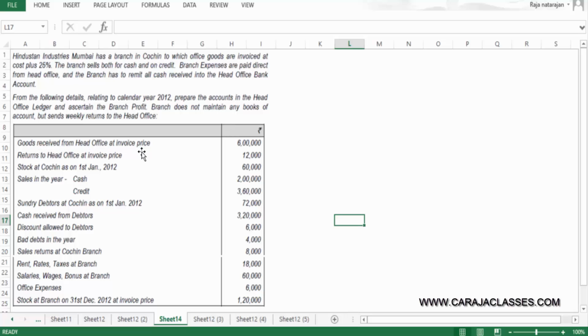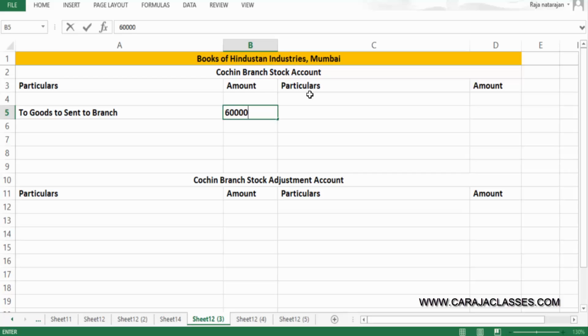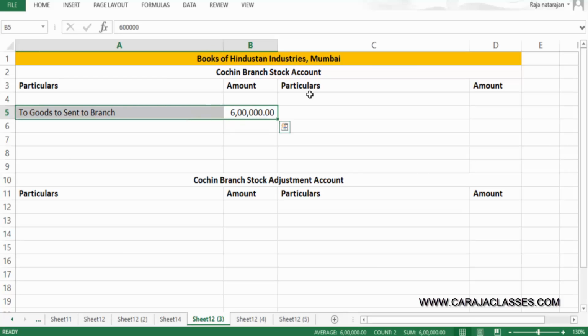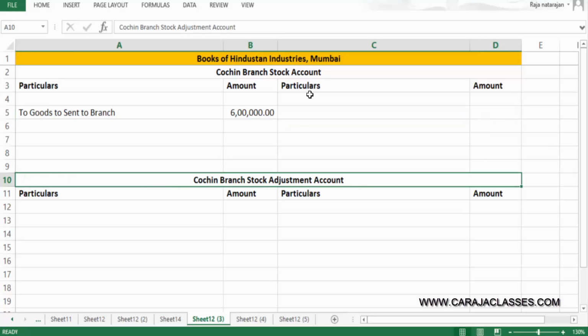The first information, goods received from HO at invoice price 600,000. It means when the goods are received, the branch stock balance will go up and we'll say to goods sent to branch account. But I'll leave one line gap here because we have to capture the opening balance, and the amount involved is 600,000. Now this goods sent to branch is at invoice price, so this has a profit loading that will generally be removed on the credit side of the stock account. But since we are having the branch stock adjustment account, we can do that here.